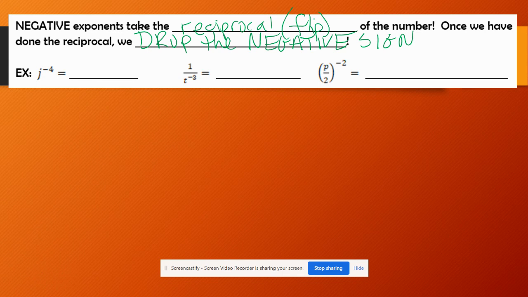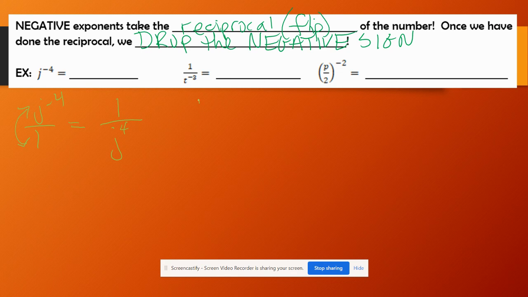All right, j to the negative fourth. So j to the negative fourth is right now j over 1. So if we were to flip that or take the reciprocal of it, that means that the j and the 1 are trading places. So I have 1 over j, and because we've done that flip or the reciprocal, we drop the negative, and now it's just j to the positive fourth.